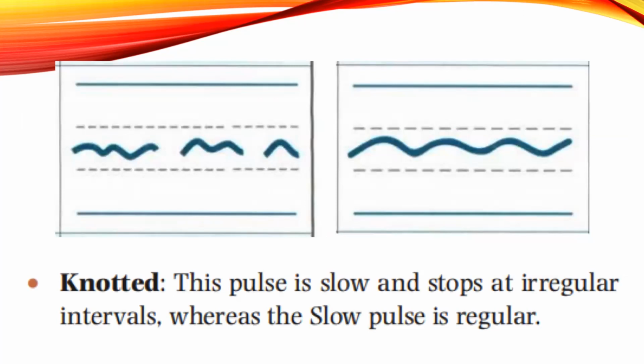Next is knotted pulse. Review natin ulit. This pulse is slow and stops at irregular intervals, whereas the slow pulse is regular. So, kinumpare po ito sa knotted. Ang knotted paputol-putol. May pitik, mawawala. Pitik, pitik, pitik, nawawala. Samantalang ang slow pulse po ay regular na pumipitik siya. Mabagal nga lang.